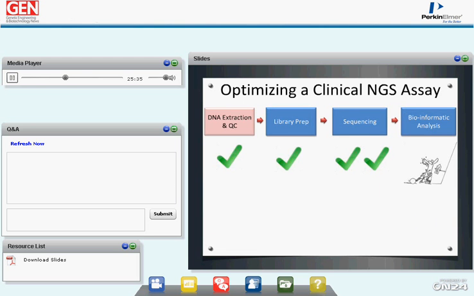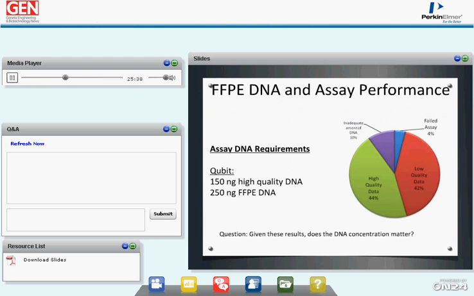So jumping now into DNA extraction and the relevant QC. During our piloting phase, we noticed that our formalin-fixed DNA samples did not all have the same assay performance, meaning we'd put in the required amount of DNA that the protocol specified, and in this case, either 150 nanograms of high-quality DNA or DNA from fresh tissue, or 250 nanograms from formalin-fixed tissue.